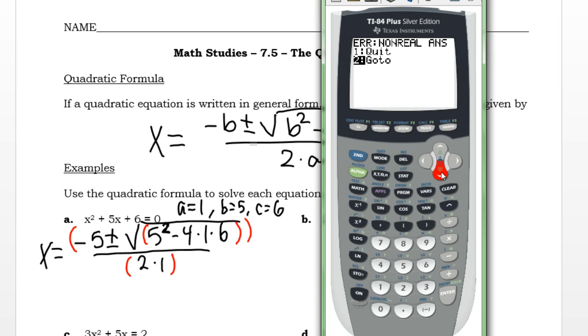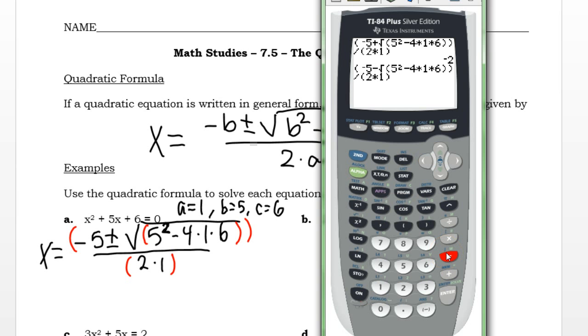Looks like I did it right. So, oops, I did not do it right. Right there, that's my problem. Okay, so my first answer was negative 2. With this calculator, I have a replay function where I hit second and enter, and I can just change that plus to a minus sign.